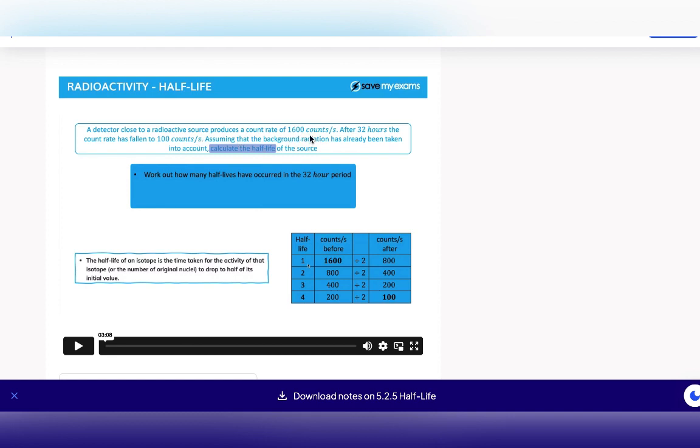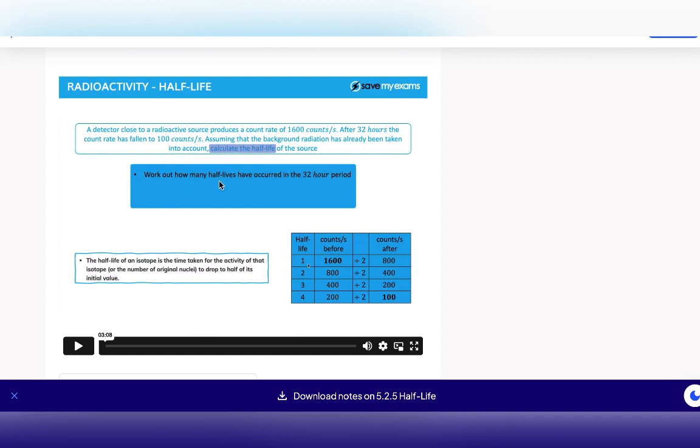Okay? This is the activity count. It gives us 1,600 counts per second. After 32 hours, the count rate has fallen to 100 counts per second. It has reduced from 1,600 to 100. Assuming that the background radiation has already been taken into account, we don't need to do anything about it. Calculate the half-life of the source.